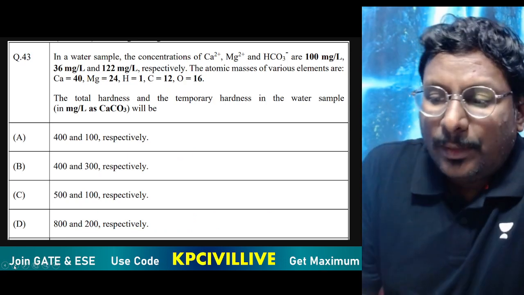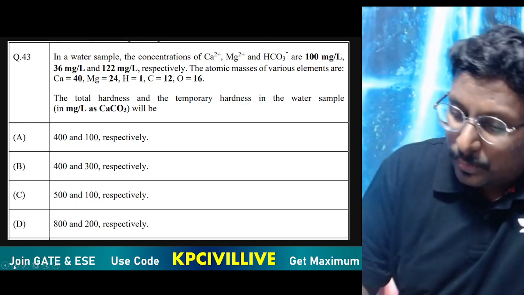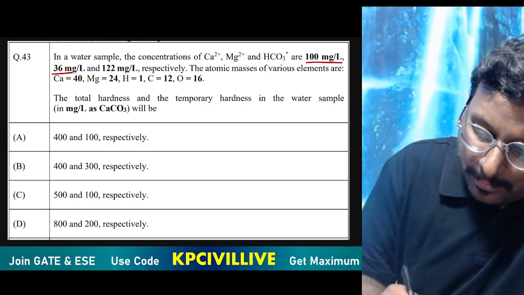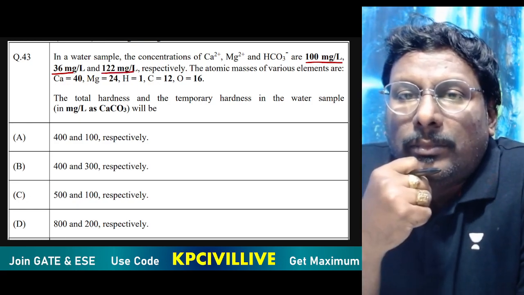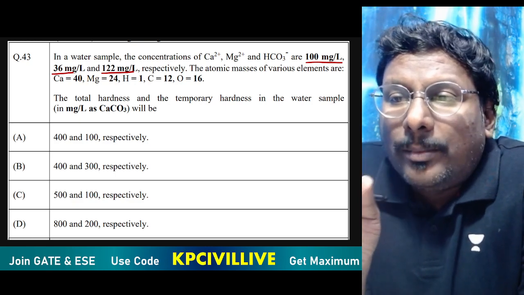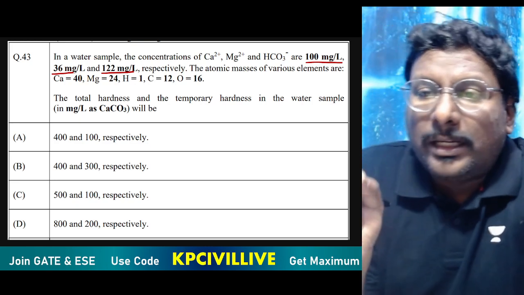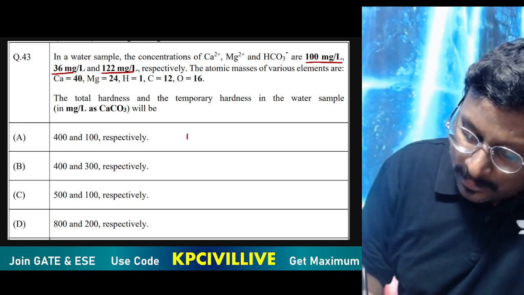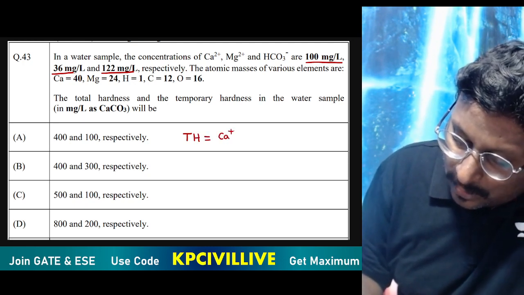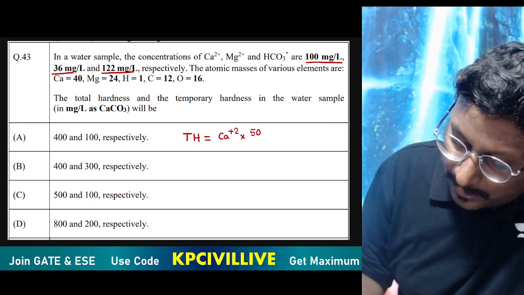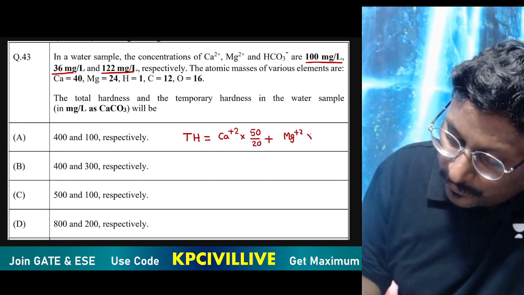In a water sample, the concentrations of calcium, magnesium and HCO3 minus are provided. Then atomic masses of various elements are given. Find the total hardness and temporary hardness in the water sample. So we know total hardness is calcium concentration into 50 by 20 plus magnesium concentration into 50 by 12.